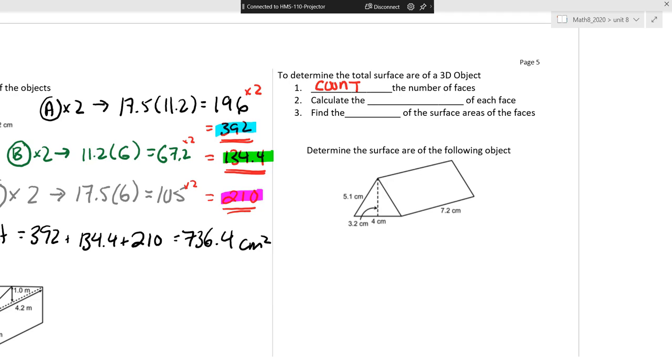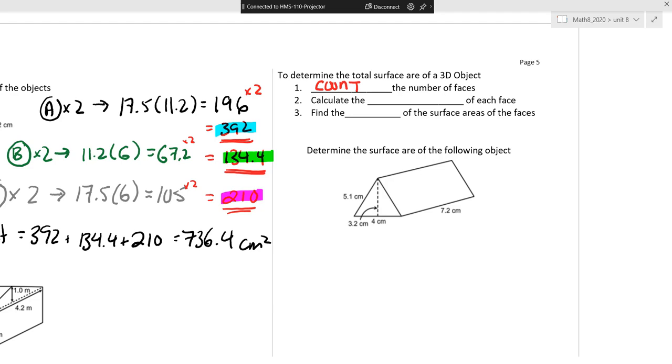So looking at this shape here, this tent-looking thing, it's called a triangular prism. How many sides are there to this shape? Or how many faces are there to this shape? 5. I'm hearing 5. People agree?